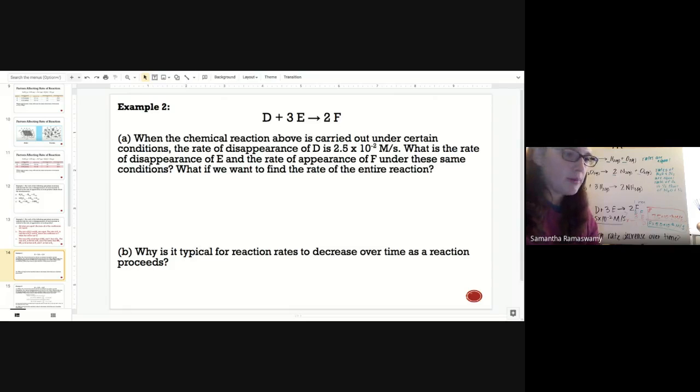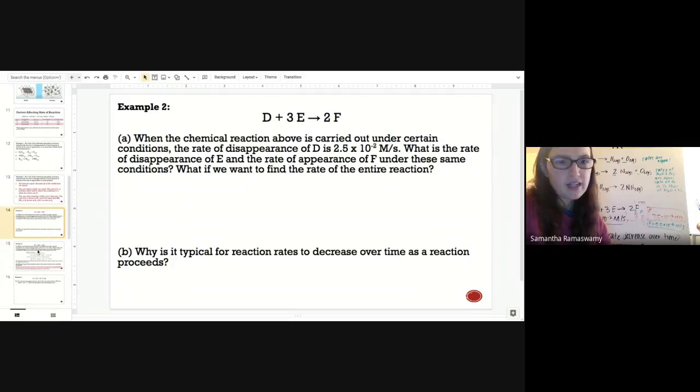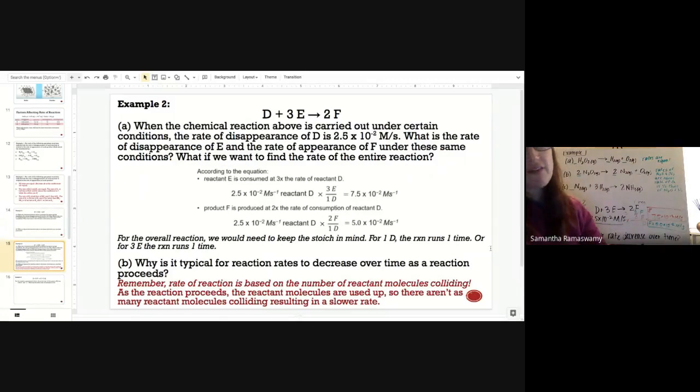So now if we look at part B, why is it typical for reaction rates to decrease over time as a reaction proceeds? Think about it. Rates of reaction are based on reactants. If you have less reactants, you have less collisions, and less collisions means a slower rate. Here I have everything worked out on this slide, so this might be a little bit easier to read than mine. So here's for E: reactant E is consumed at 3 times the rate of D.